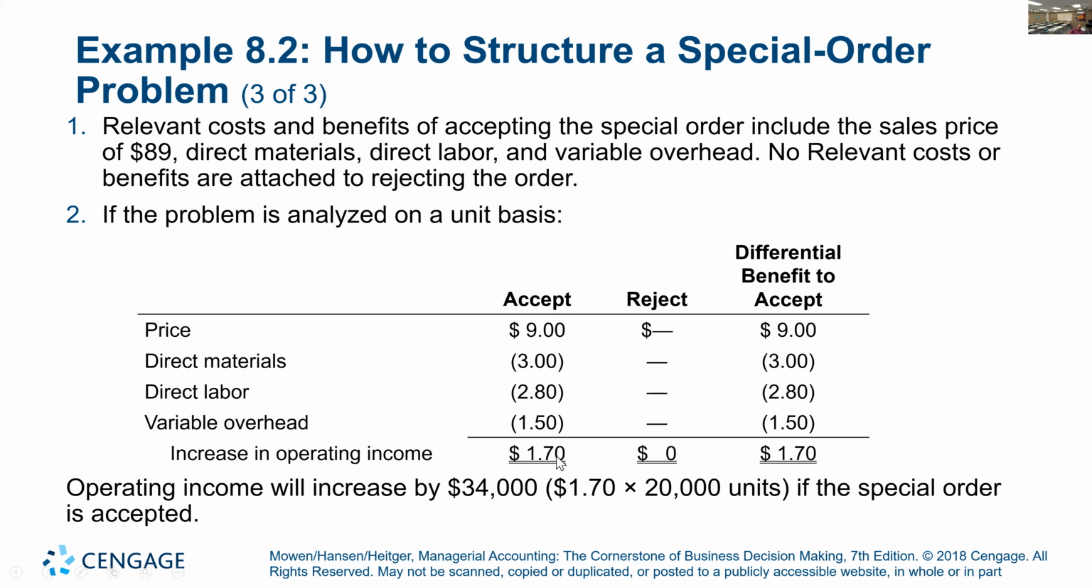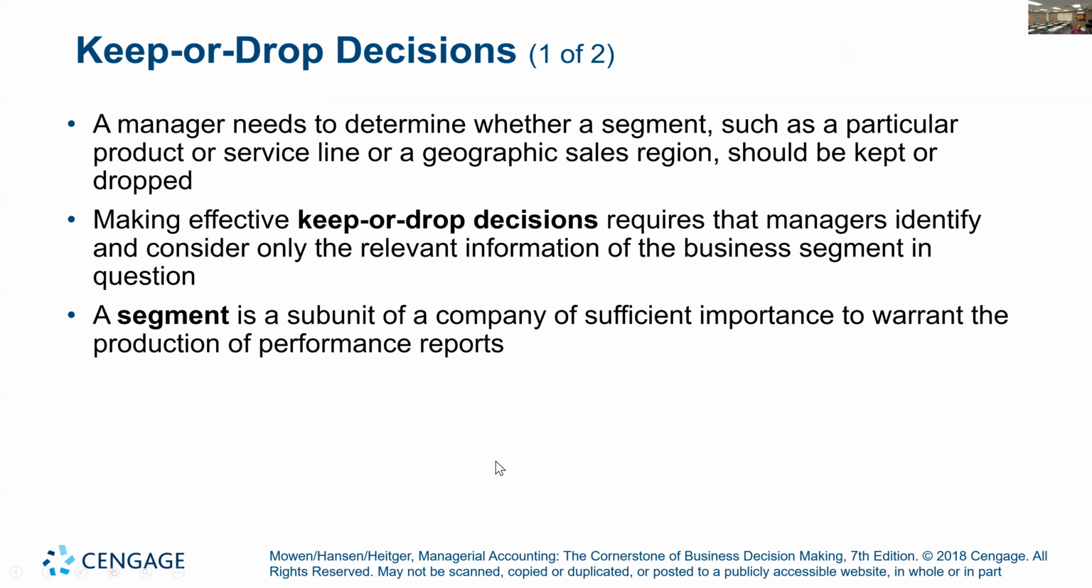So we make $1.70 for each one that we sold. So if we wanted to buy how many of them? 20,000, $1.70 times 20,000 units. We would increase our income by $34,000. So we want to accept that special order.